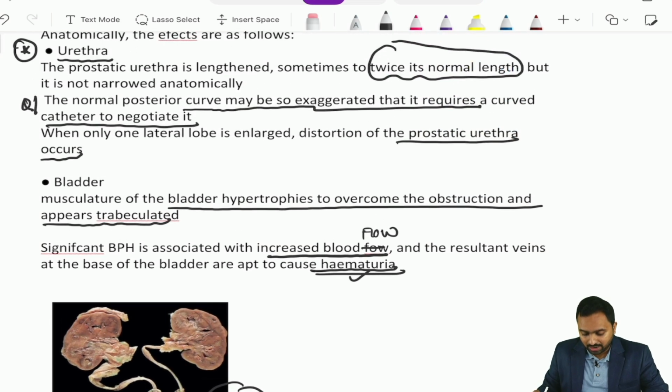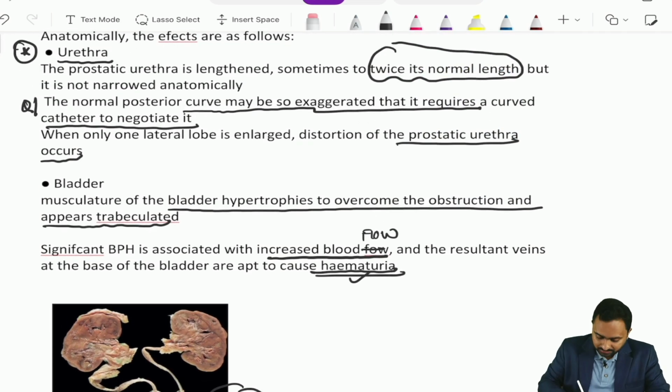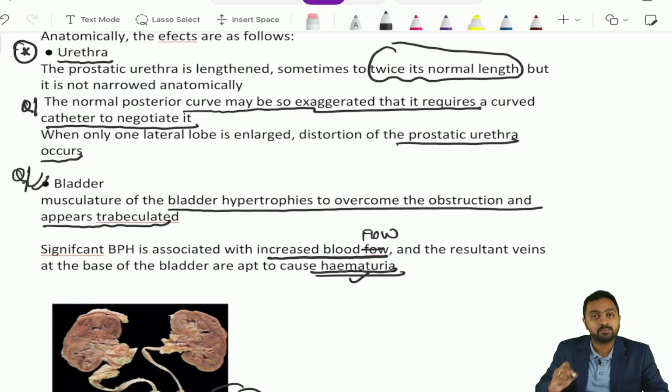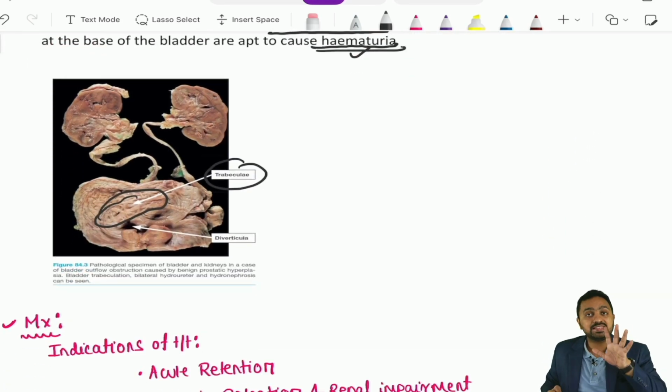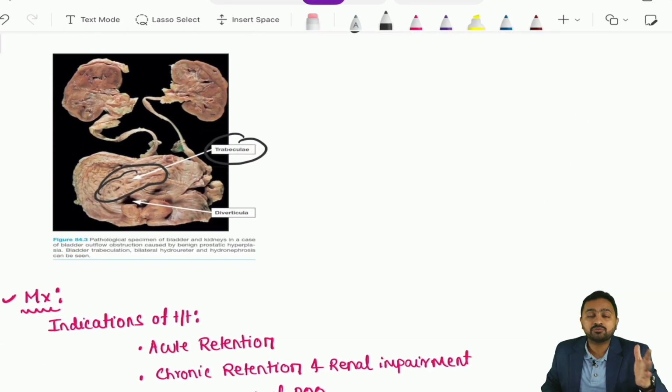So, these are the anatomical effects that occur at the urethra and at the bladder because of benign prostatic hyperplasia. Please remember that there is lengthening of the prostatic urethra, and at the bladder there is formation of trabeculae. Now, regarding the management, the assessment would be as we had discussed in part 1 with the various techniques of ultrasonography, cystourethroscopy and CT scanning as and when indicated, right.